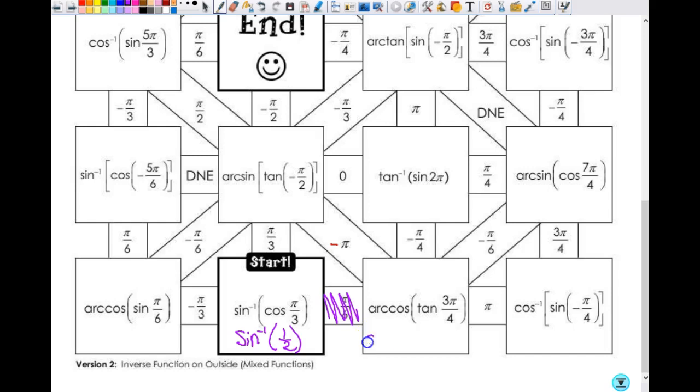So then I want the arc cosine of the tangent of 3 pi fourths. So what's the tangent of pi fourths? 1. And then 3 pi fourths is in which quadrant? Second. And is tangent positive or negative in the second quadrant? Negative. So it's the arc cosine of -1. So what angle gives me a cosine value of -1? Pi. So then my answer is pi. And then you move on to the next one.